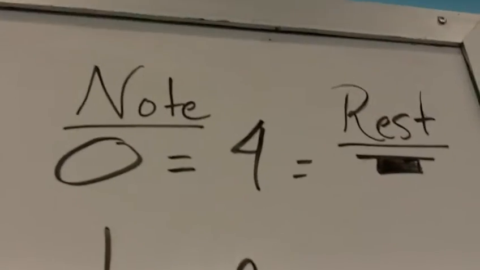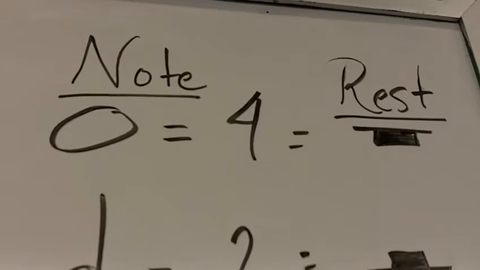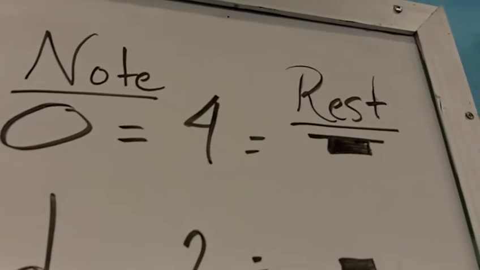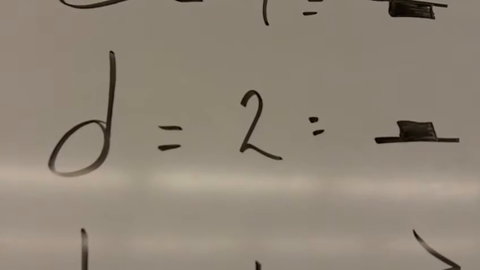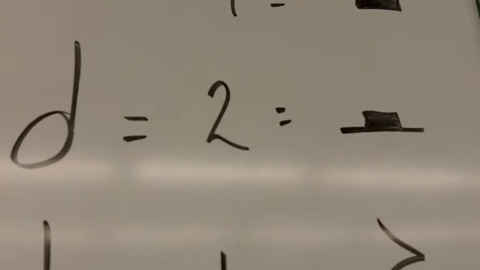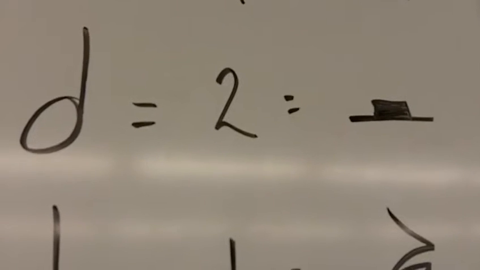Our largest note is called a whole note. A whole note gets 4 beats, and the rest looks like that, a rectangle hanging down from a line. Our half note gets 2 beats, with the rest being a rectangle sitting on the line.